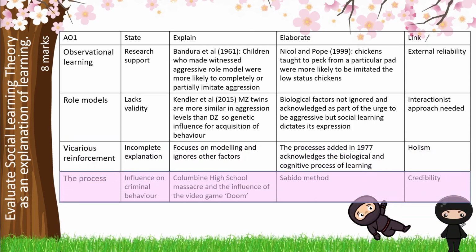Finally, we talk about the process, and here it's time for application. We can use lots of different examples here. We've gone for Columbine High School Massacre, and that when the perpetrators were convicted, the video game Doom was also included. However, you could talk about James Bulger case and Child's Play 3 again being associated with what they did. We're going to extend that further by talking about the Sabido method. Here we're saying that we can have telenovelas and topical issues in television dramas in order to publicise issues and change how we're viewing them. All of this gives us credibility.